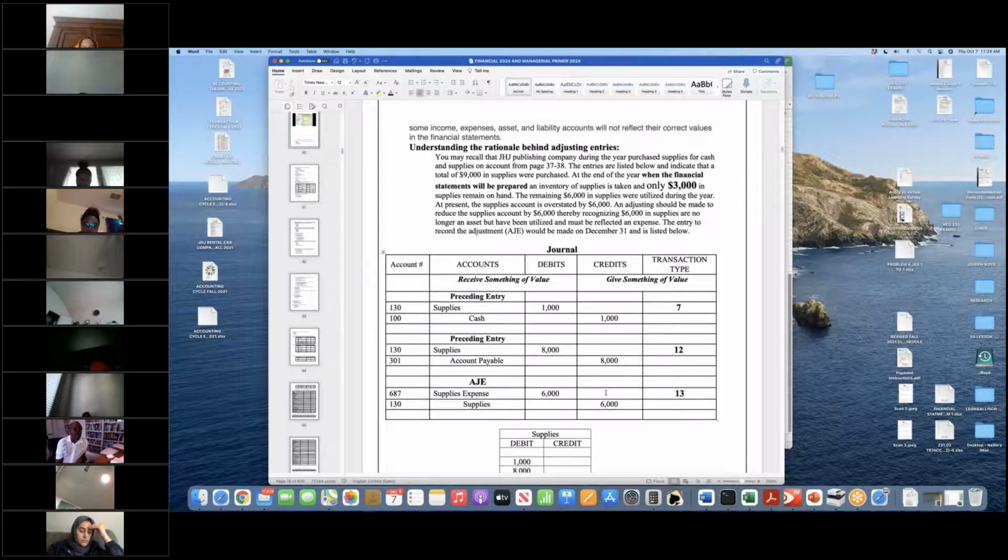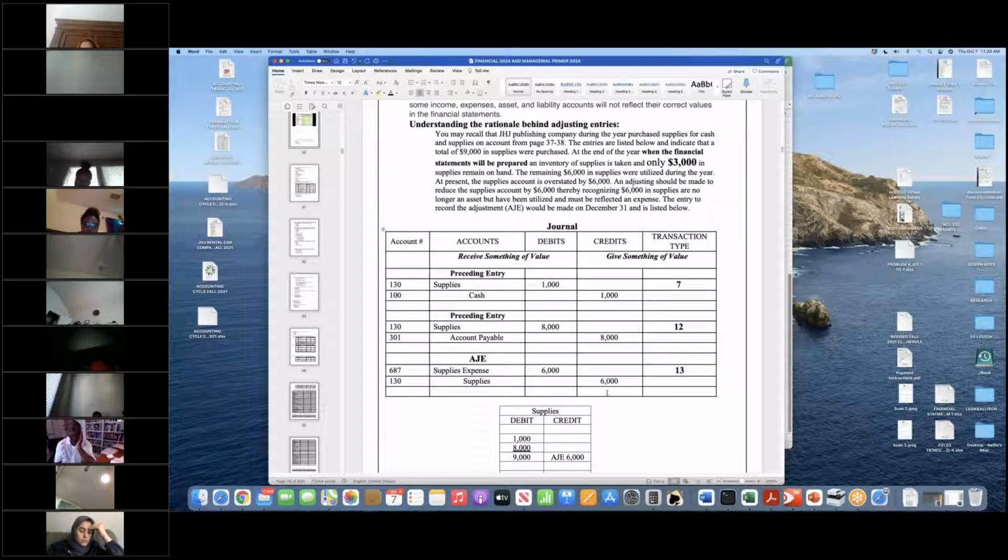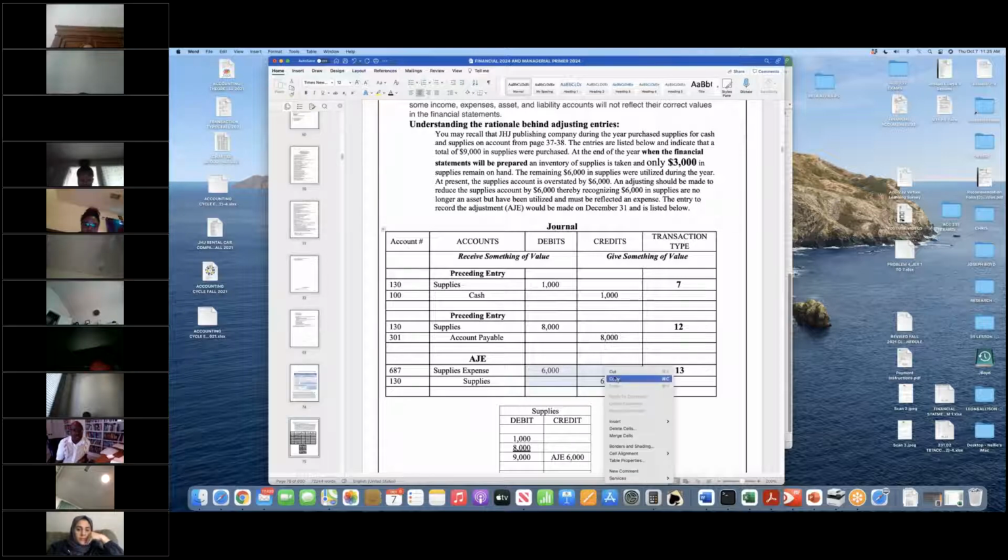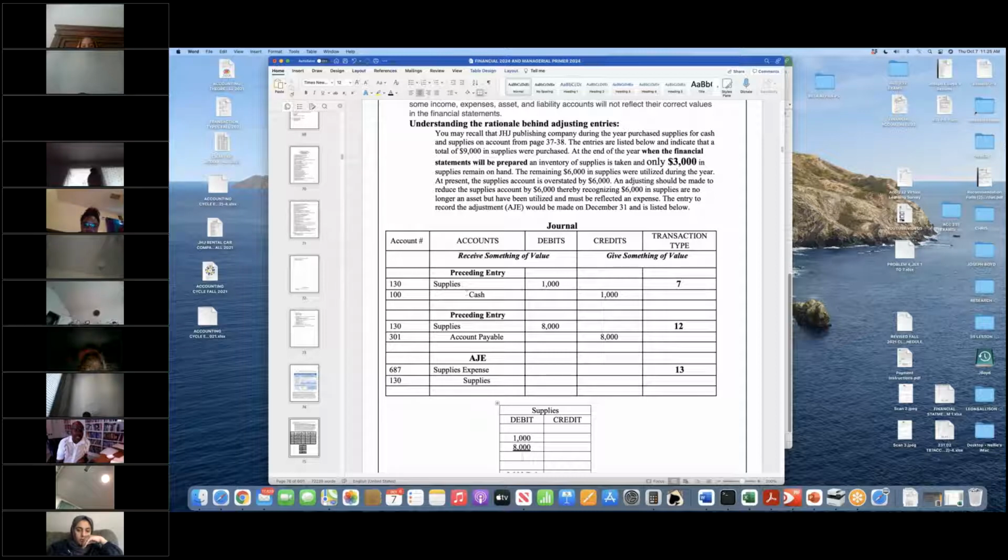Now, before we go any further, we're just going to look at a simple example about the rationale for an adjusting entry. When we were doing the demonstration of making journal entries on pages 37 and 38, we had two entries where we purchased supplies. In the first entry, we debited supplies and credited cash for $1,000. Then in the second one, we debited supplies for $8,000 and credited accounts payable for $8,000.